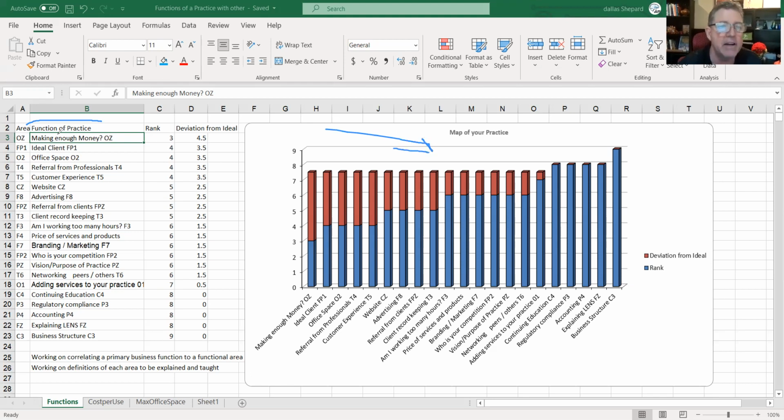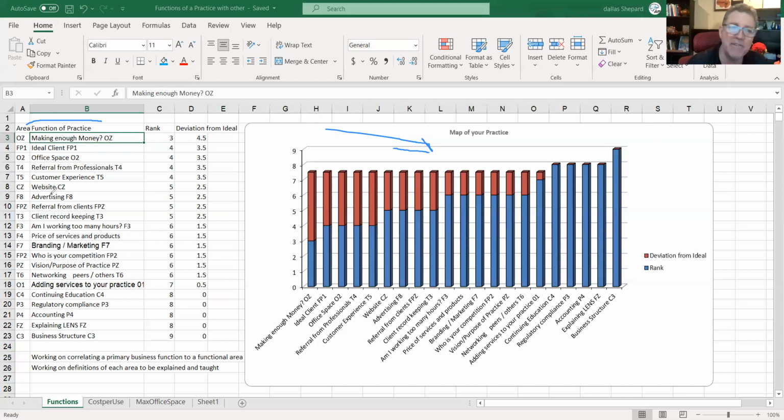So we have making enough money. What is your ideal client? Is that something that people need work with? Office space: how would you describe it on a scale of 1 to 10? Referrals from professionals: do you get referrals from professionals? How about the customer experience? What is your website? What is your advertising?